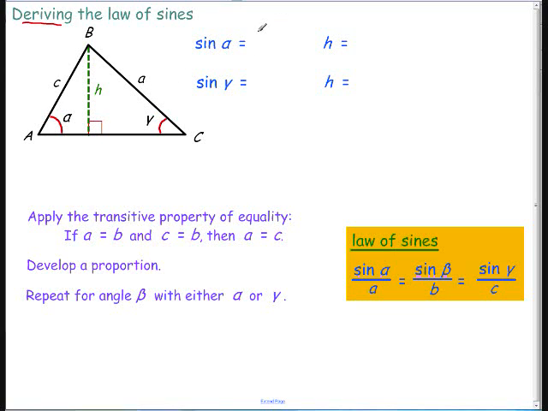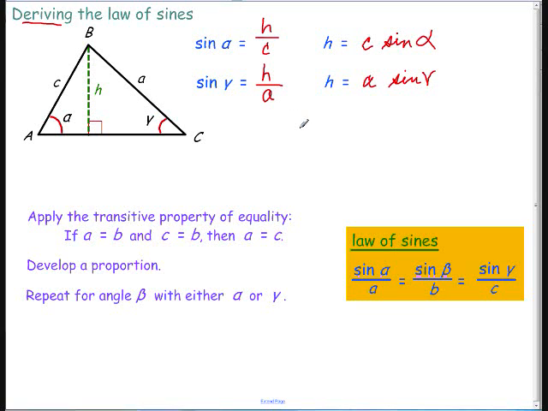Opposite, which is h, over the hypotenuse, which is c. If I look at the sine of gamma, it's opposite, which is h, over hypotenuse, but in the case of this triangle, the hypotenuse is a. I can solve for h in both of these, right? This one will be c times sine of alpha, and this one will be a times sine of gamma.